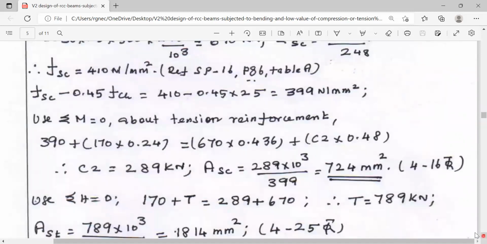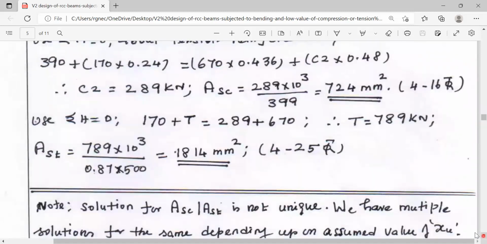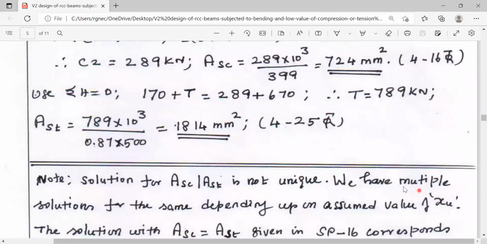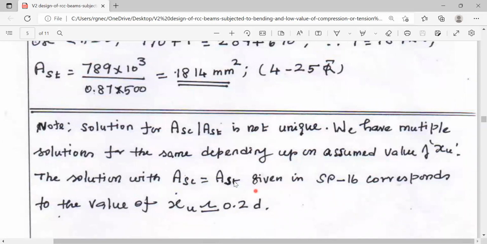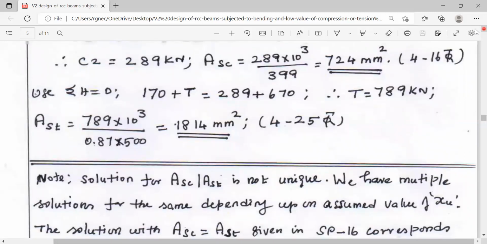The solution for ASC and AST is not unique. You can assume several values for XU, and for each and every value of XU, you will get one value for ASC and AST. For example, if you are assuming XU in the range of approximately 0.2D, then you will get ASC equal to AST. Here the solution is not unique. You can assume any value for XU.